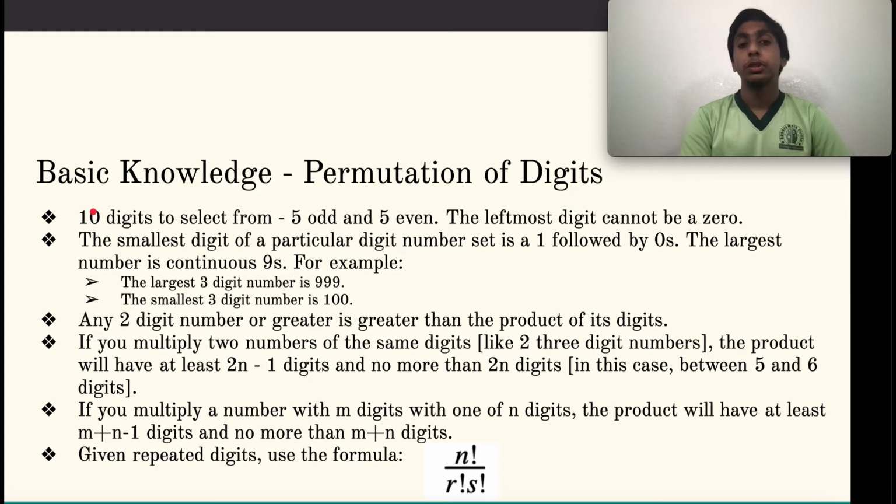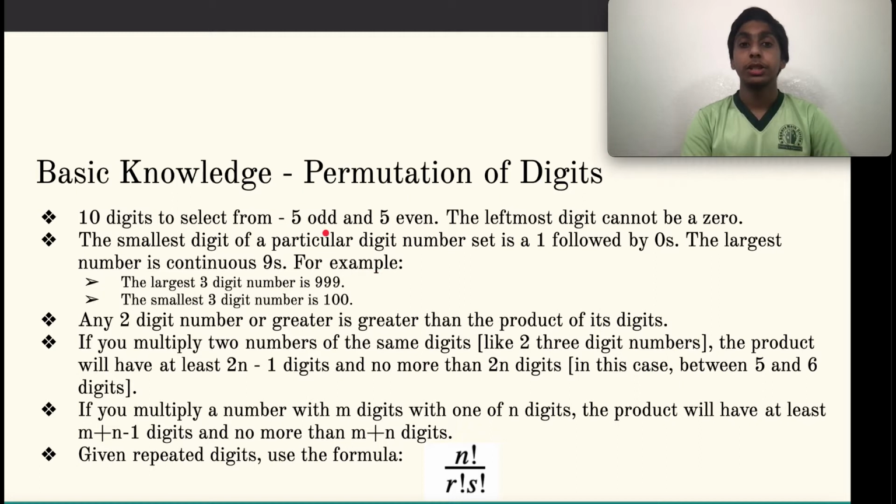So basic knowledge for permutation of digits. The first thing we do know is for each of these digits in a number, when we're asked to find the number of possibilities, we have 10 digits to select from. If I'm making a 3-digit number, my first choice has only 9 possibilities because the leftmost digit cannot be a 0. After that, I have 10 possibilities for the other 2 digits because it can be 0, 1, 2, 3, 4, 5, 6, 7, 8, or 9.